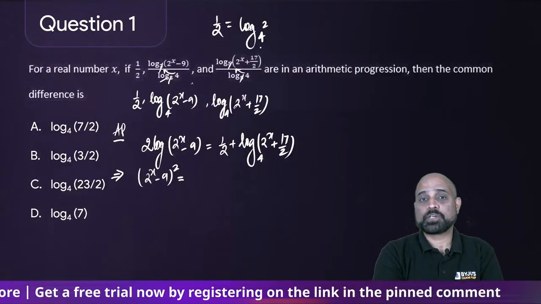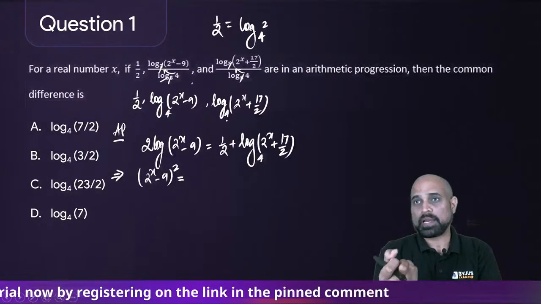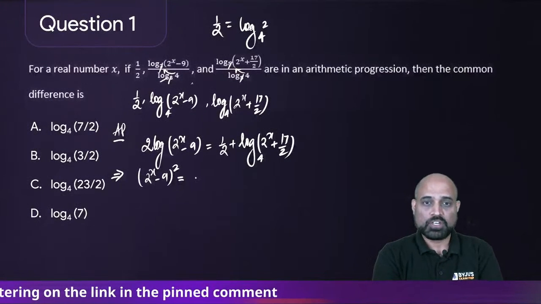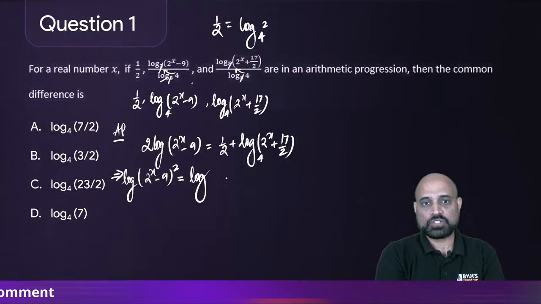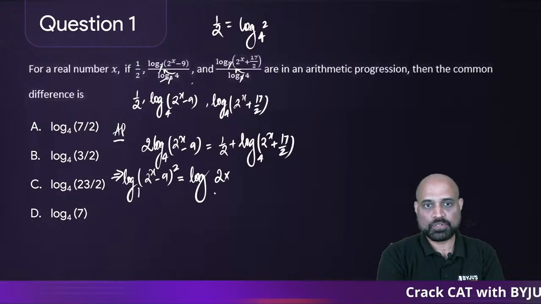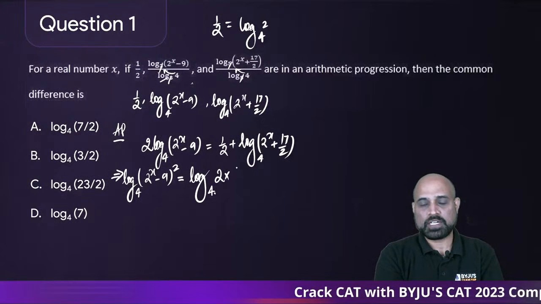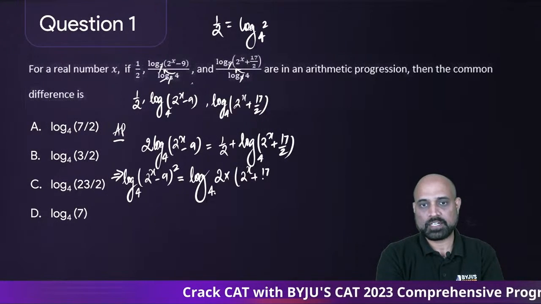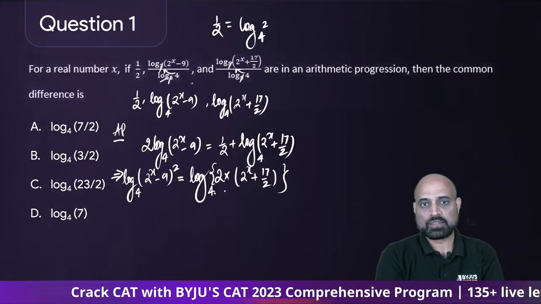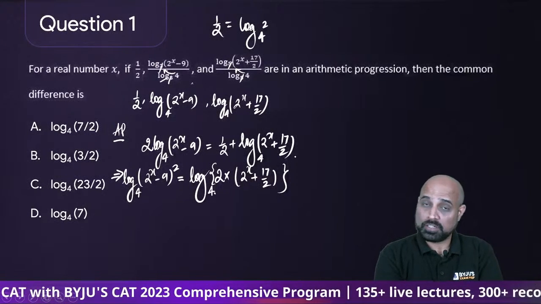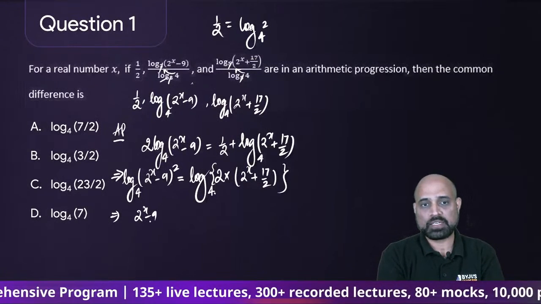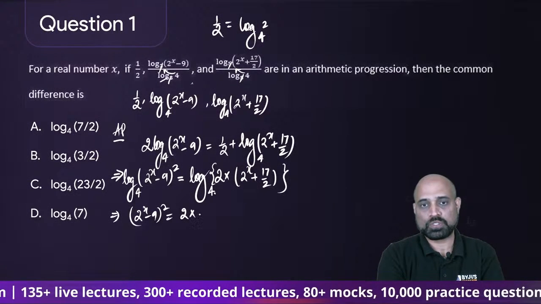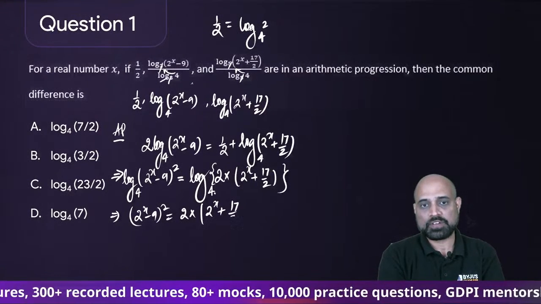Why am I writing this? Because if I have a sum of two logs, I can combine them into a single log with the product of the values. So this changes to log, and this 2 gets multiplied. Let's not forget the base 4. This 2 gets multiplied with the value of the second log. Now we have a common base, so we can get rid of the log. We can simply say (2^x minus 9) whole square equals 2 times (2^x plus 17 by 2).